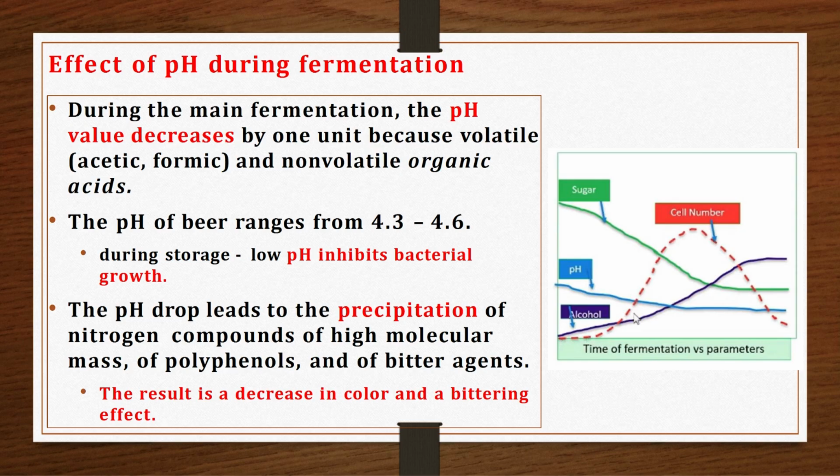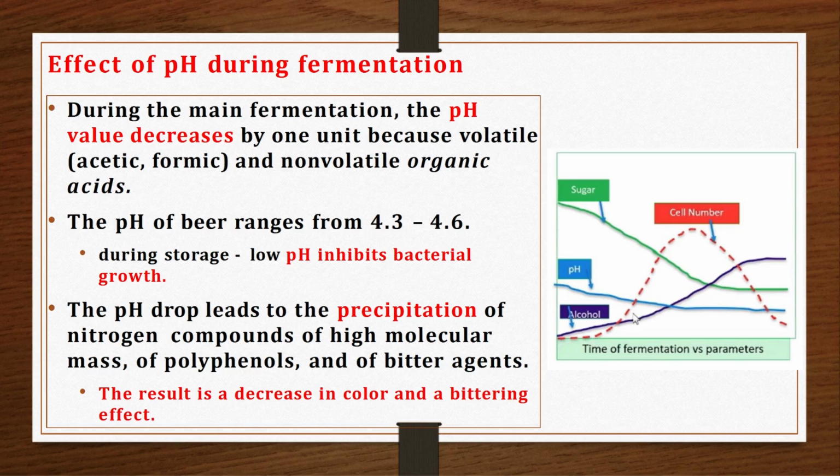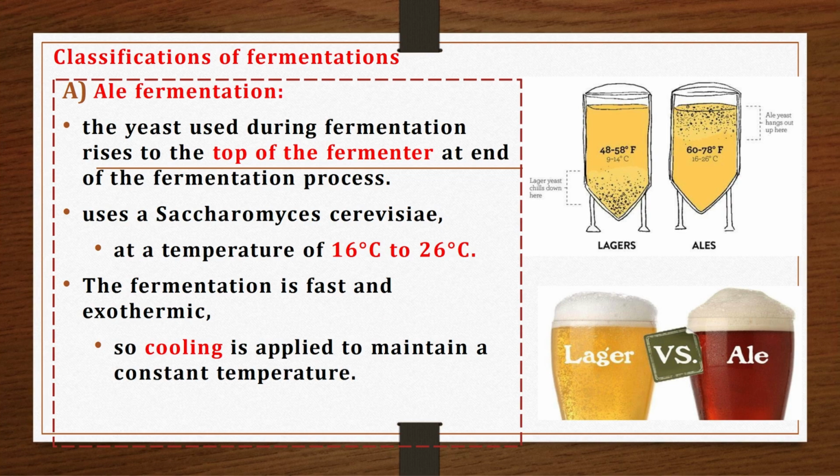On this slide, we see a graph titled Time of Fermentation vs Parameters. It shows 3 lines tracking sugar, cell number, and pH over time. We can see the sugar level decreases steadily, the cell number of yeast rises and then falls, and the pH drops sharply and then levels off, visually representing these key changes during fermentation.